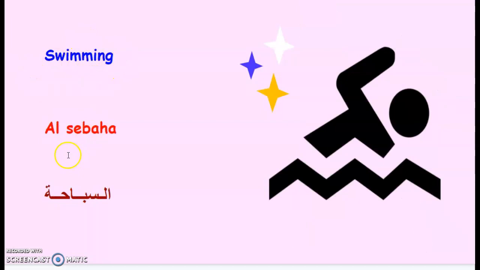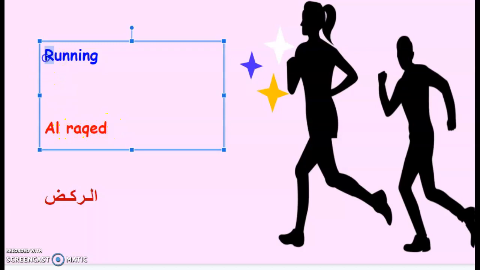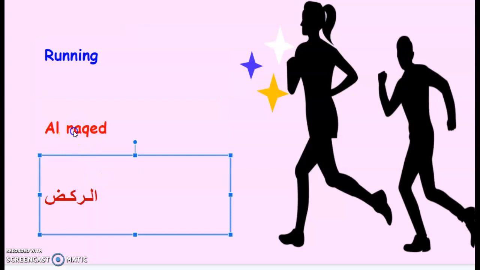Swimming. Al-Sibaha. Swimming. Look at this, boys and girls, a little clue. Running, al-raqid. Here you have running starts with the letter R, and raqid starts with the letter R as well. So that's a nice clue to learn it.